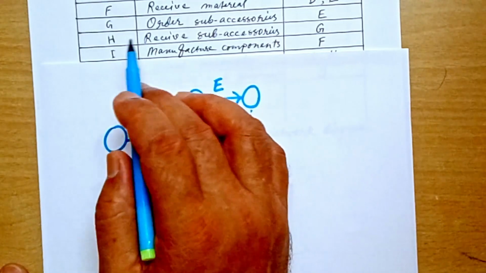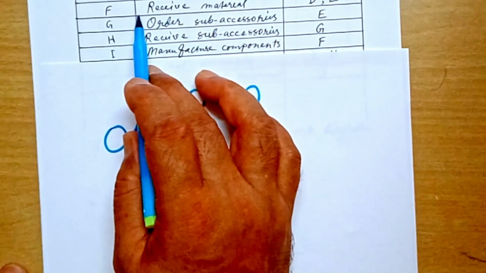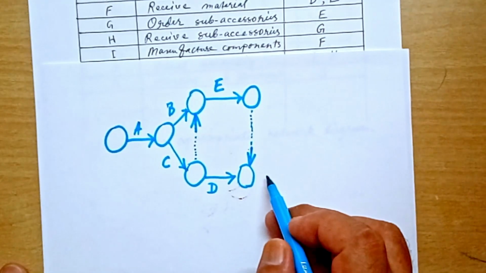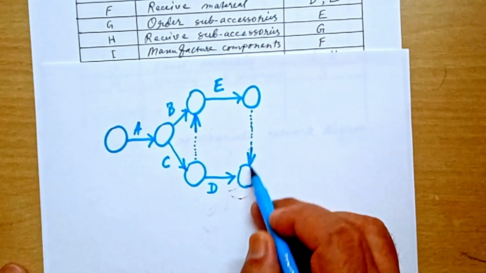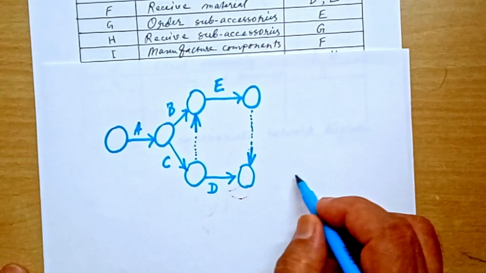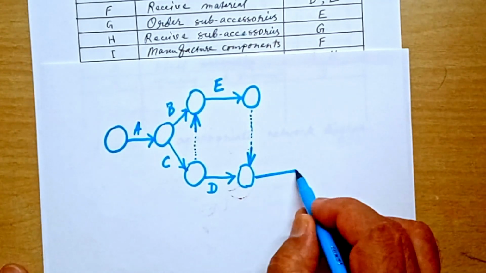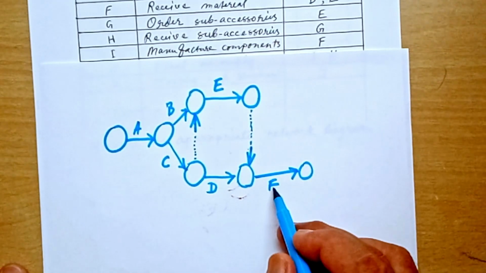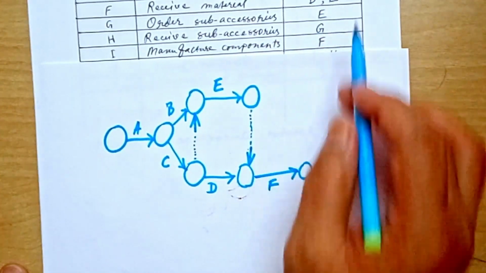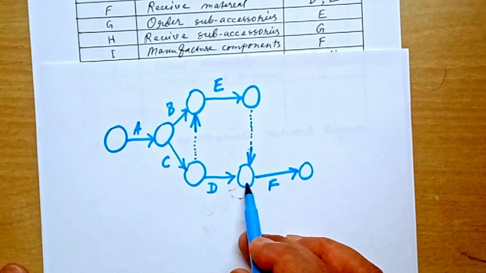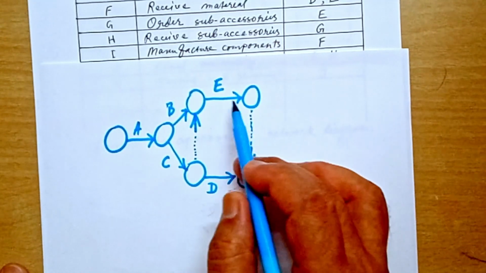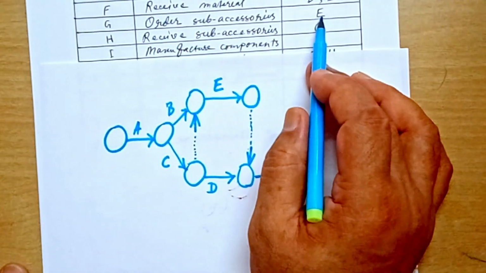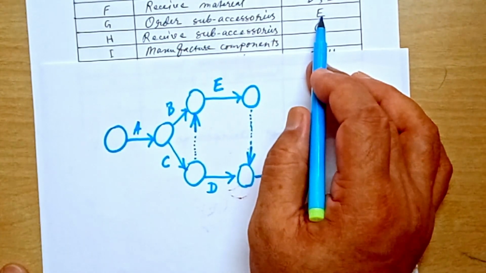Okay. Now F has two predecessors, D and E via dummy. So here must be F, because F has two predecessors, D and E. D is the direct, immediate predecessor, and E is via dummy. And G has only one predecessor, immediate predecessor E.